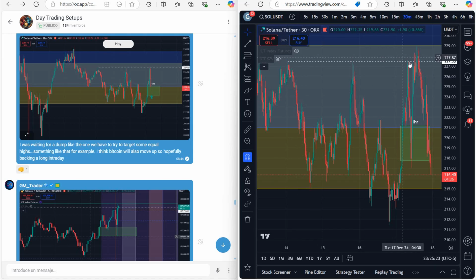I love to see that, because usually when you have double or triple highs, a lot of retail traders just think, oh wow, it's a big resistance, the price just cannot get over this, so I'm going to put my stop loss here. And on the contrary, what the market will do is go over this price on purpose to trigger the stop losses.